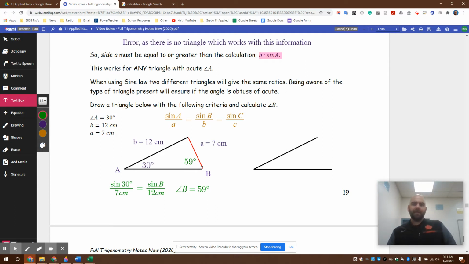Now, the thing is that we're given this information, we can actually make a second triangle. We can make a second triangle using the exact same information. And I'm going to draw it out here. So we have A, and A was 30 degrees.